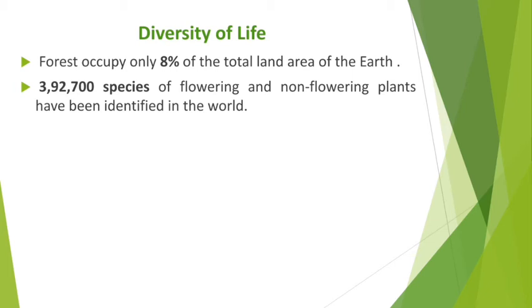Then, 3,92,700 species of flowering and non-flowering plants have been identified in the world. So my dear student, now we have come to know about the animals. Now it's time to know about the plants. Plants are also living organisms, and they also occupy an important place on the earth. It is said that about 3,92,700 species of flowering as well as non-flowering plants have been identified in the world.